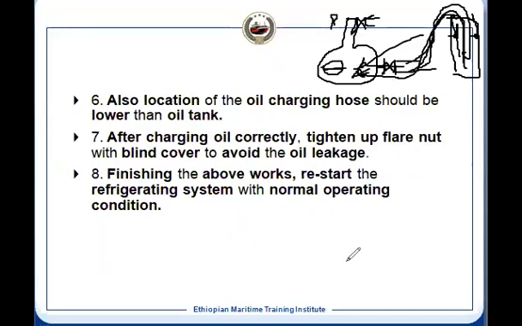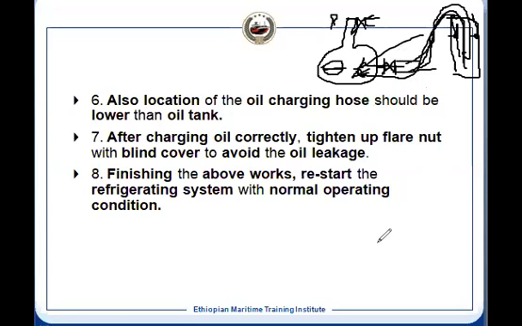The charging hose should be lower than the oil tank, so that it fills by gravity. Otherwise this air will remain there, and oil will not push out the air in the tube which you have connected for charging. After charging, you shut this valve, remove this connection, and then put on the blind cover. Like the refrigeration charging point, here also there is a blind cover which you have to put.